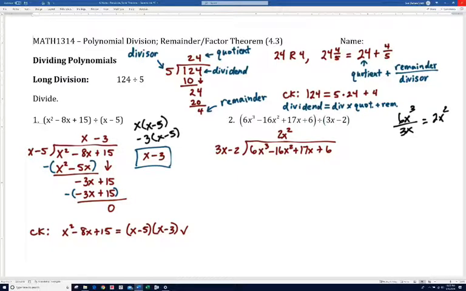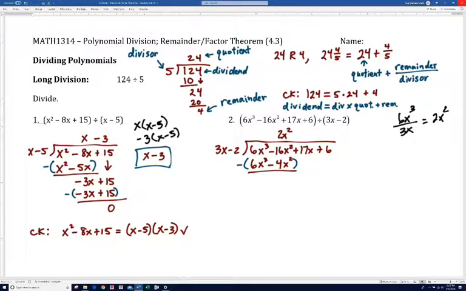All right, so don't forget, next step we want to multiply the 2x squared times 3x minus 2. You're going to have to distribute. 2x squared times 3x is 6x cubed, and 2x squared times a minus 2 is minus 4x squared. We'll subtract from what's above. We have 6x cubed minus 6x cubed, which is 0.